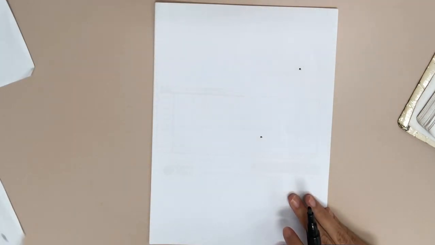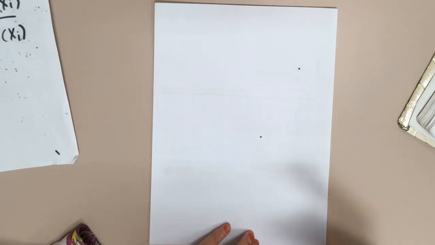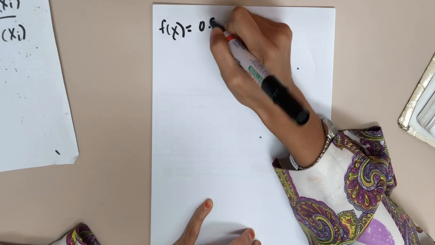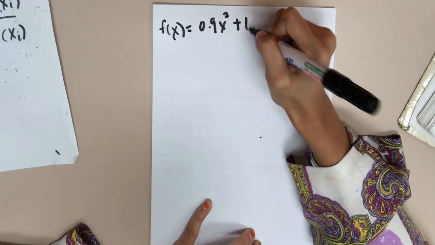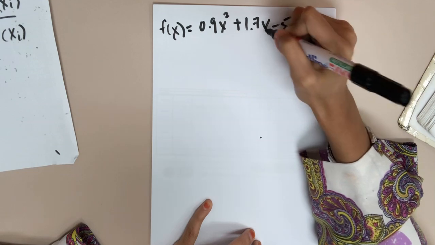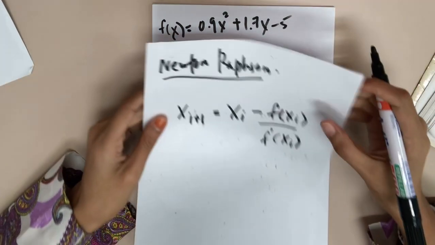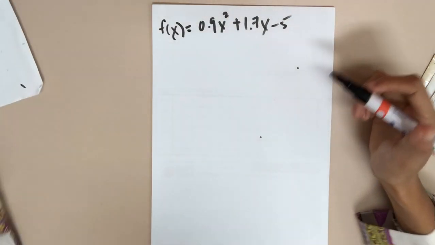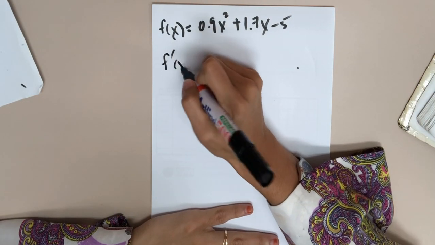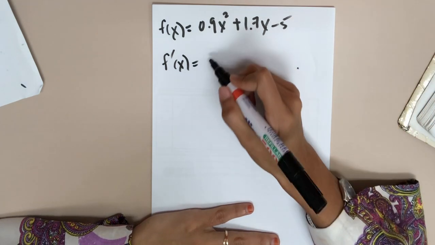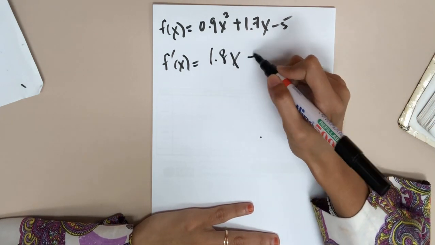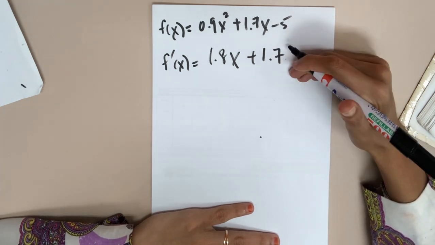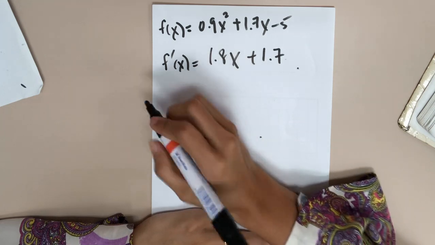So how to start? How to start to calculate? Given your f(x), 0.9x squared plus 1.7x minus 5, based on this formula you need to find your f prime. So we differentiate this equation first. So you have 1.8x plus 1.7. So you already have 2 equations, f and also f prime. So now we can proceed to the iteration.